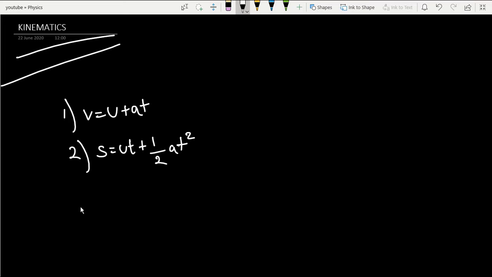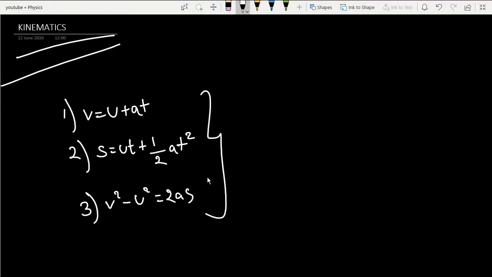And the third equation is v square minus u square is equal to 2as. You might have heard about these three equations. Okay, so today we're going to look at these equations in detail. What questions can be formed from this, and we're also going to look at when a body is freely falling or if a body is thrown upwards, what are going to be the variations in these equations.